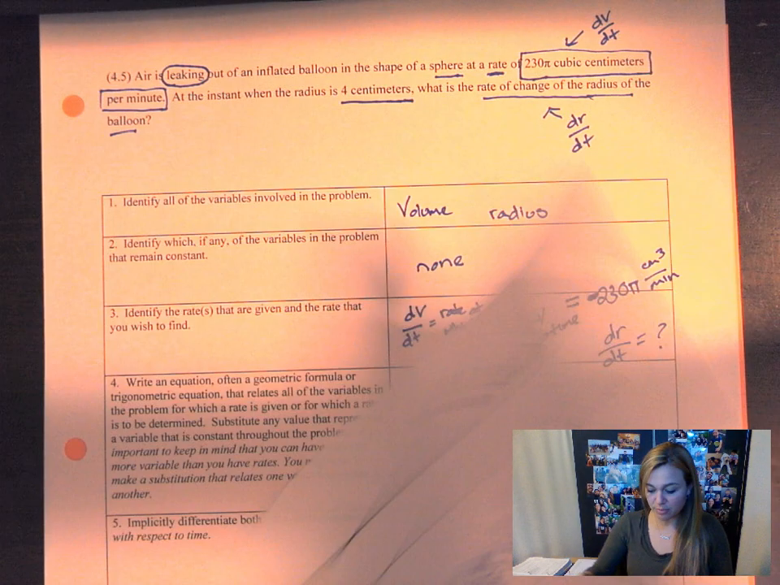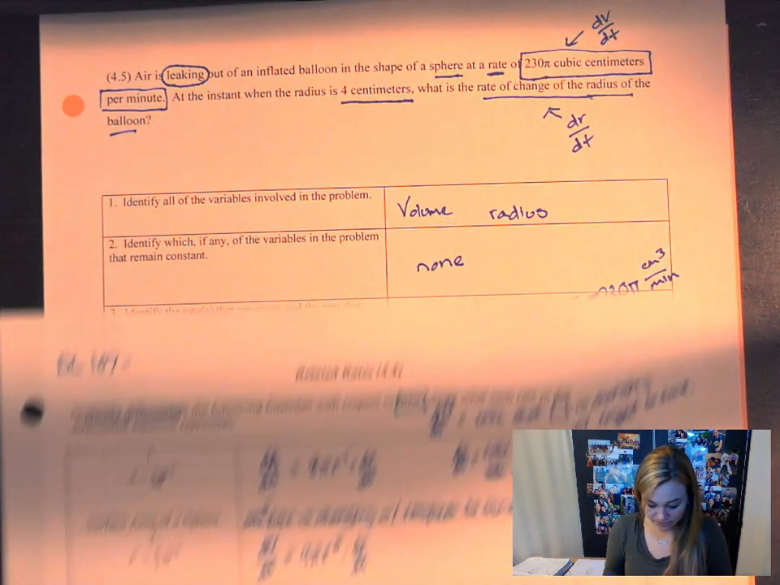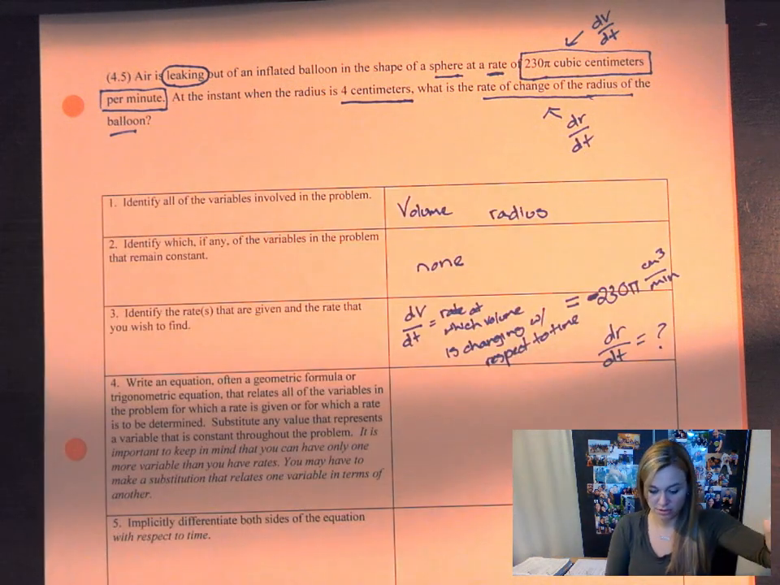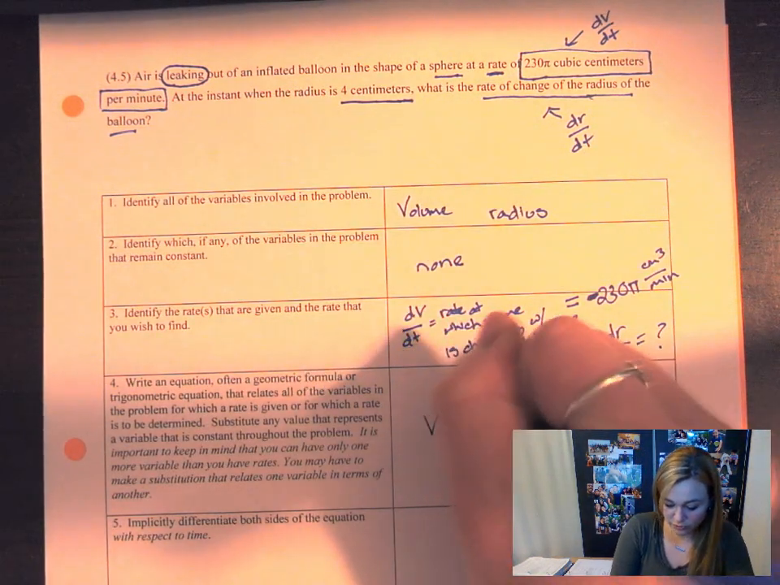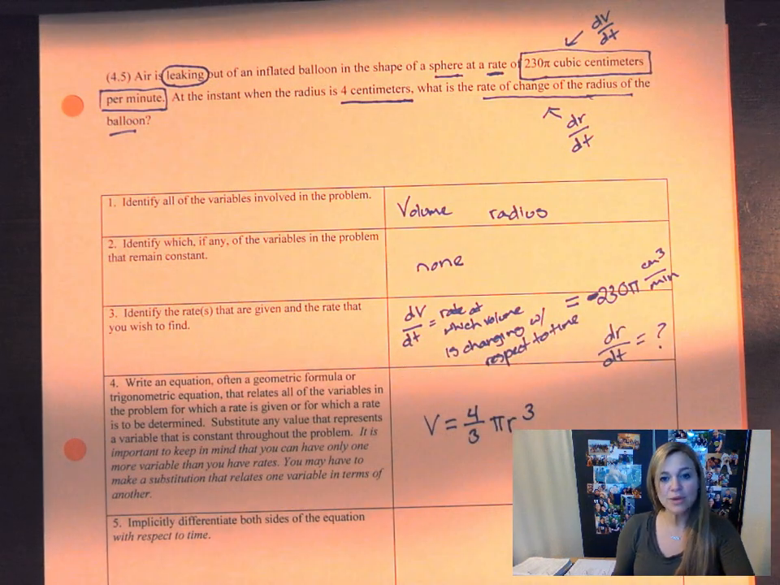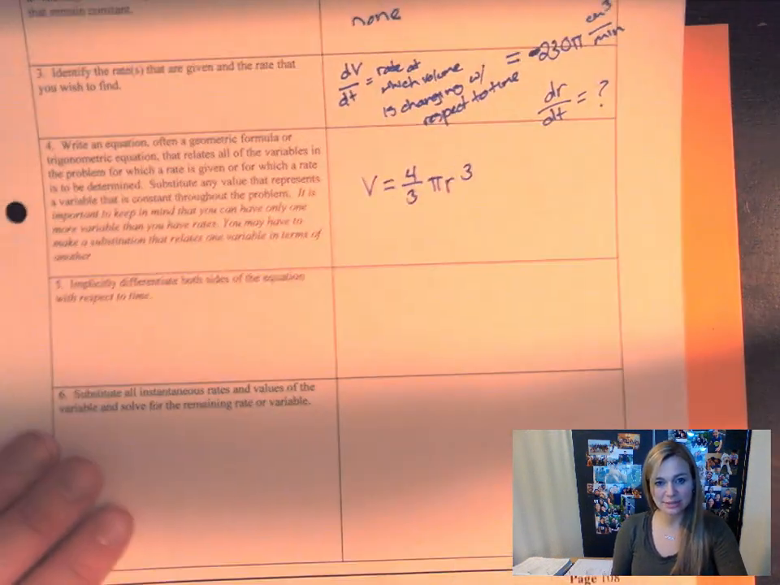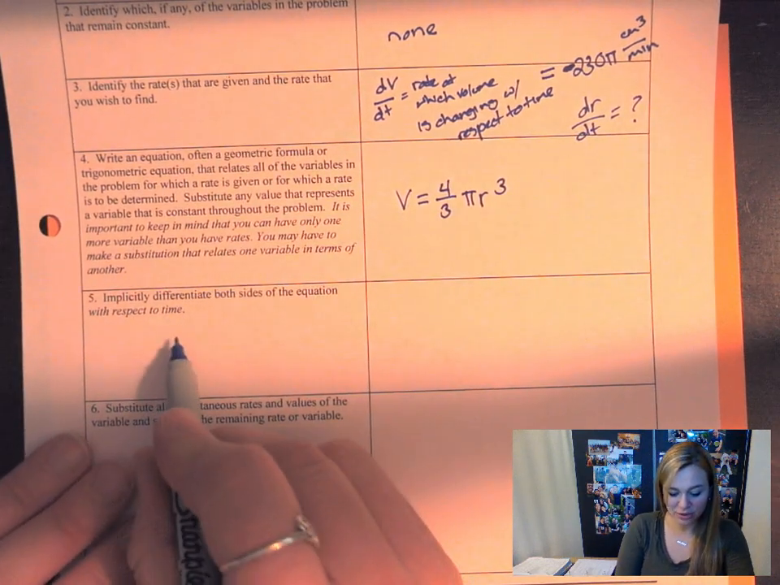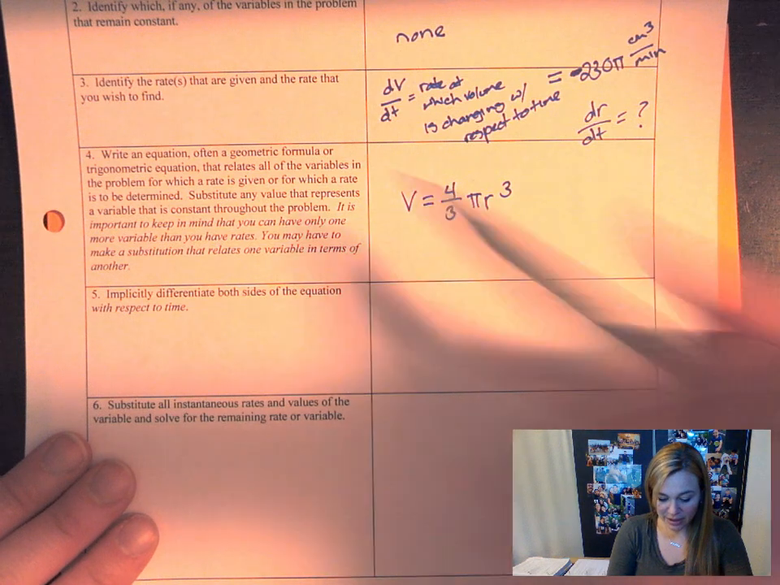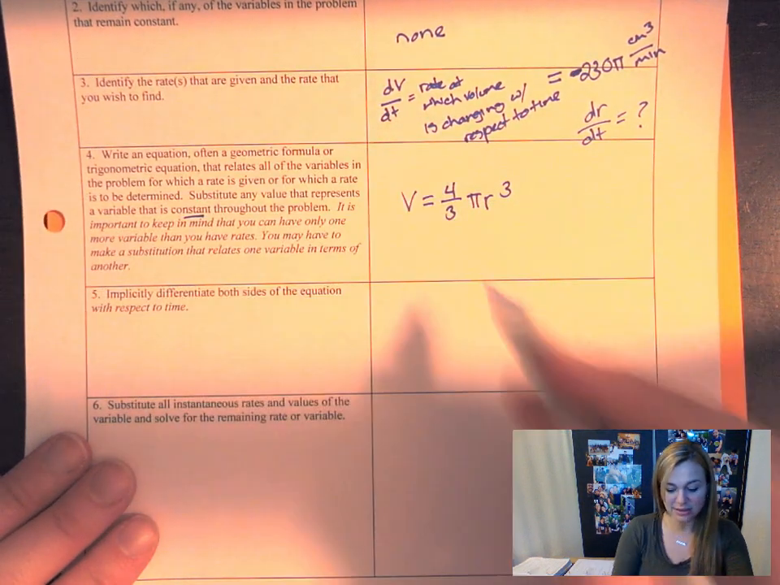You do not need to know the volume of a sphere, so it would give you something about the volume of a sphere. We can see on the last page it was 4/3 pi r cubed. So volume is equal to 4/3 pi r cubed. We actually already did differentiate this on the last page, but let's just do this together. Implicitly differentiate both sides.